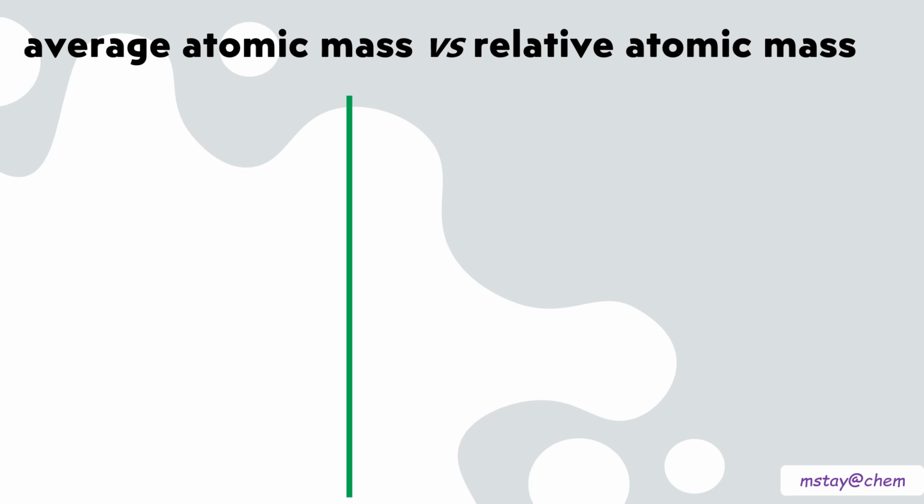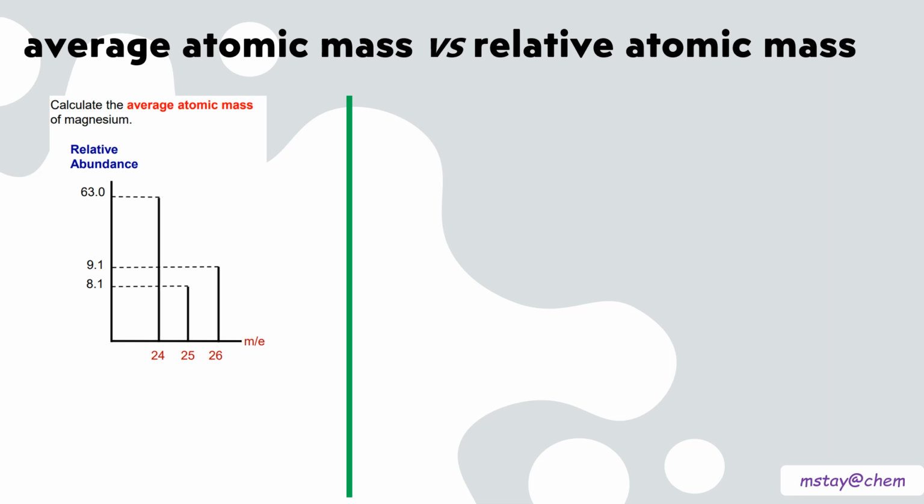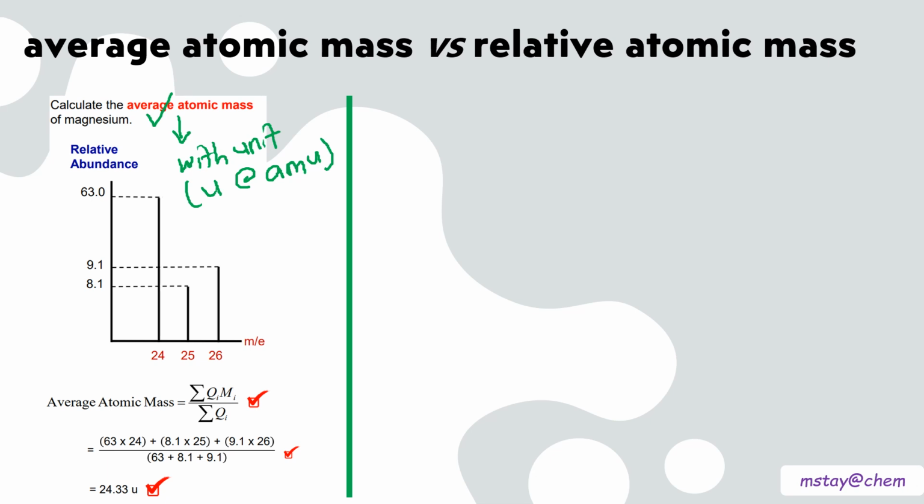Next, let us look at the difference between average atomic mass and relative atomic mass. Let's say the question asks you to calculate the average atomic mass. Based on the term average atomic mass, we know that the final answer has a unit, which can be u or atomic mass unit, amu. The formula used to calculate the average atomic mass is the so-called chemical formula. You just substitute the values accordingly and make sure the final answer has the unit.